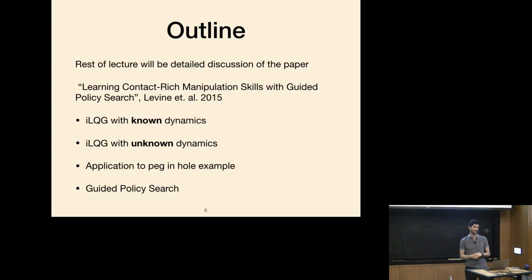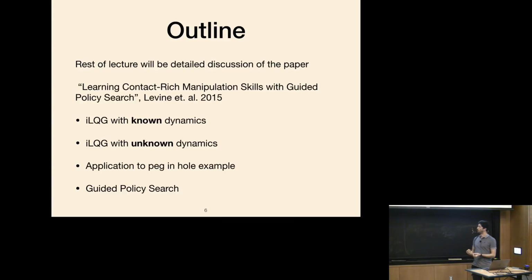Basically the rest of the lecture is going to be going over this paper, which I encourage you to read. And I think a lot of the tools we use will be familiar to you. First we're going to talk about iLQG with known dynamics. That's basically almost like LQR. LQG stands for linear quadratic Gaussian. It just means you might have stochasticity, but we're not really going to focus on the stochastic part. Then we're going to see, what if we don't know the dynamics? What can we do? You'll see that it's a pretty quick step to take the iLQG results with known dynamics and apply them to the unknown dynamics.